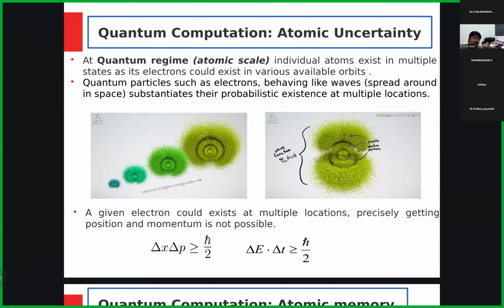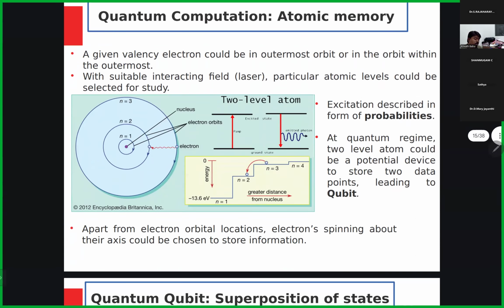Because of that, I always make a mistake in finding its position and its momentum, and the product of the errors will always be greater than Planck's constant. So that is the Heisenberg uncertainty principle for you. And people thought, can we use that idea to realize a quantum memory out of it? So what is that quantum memory?